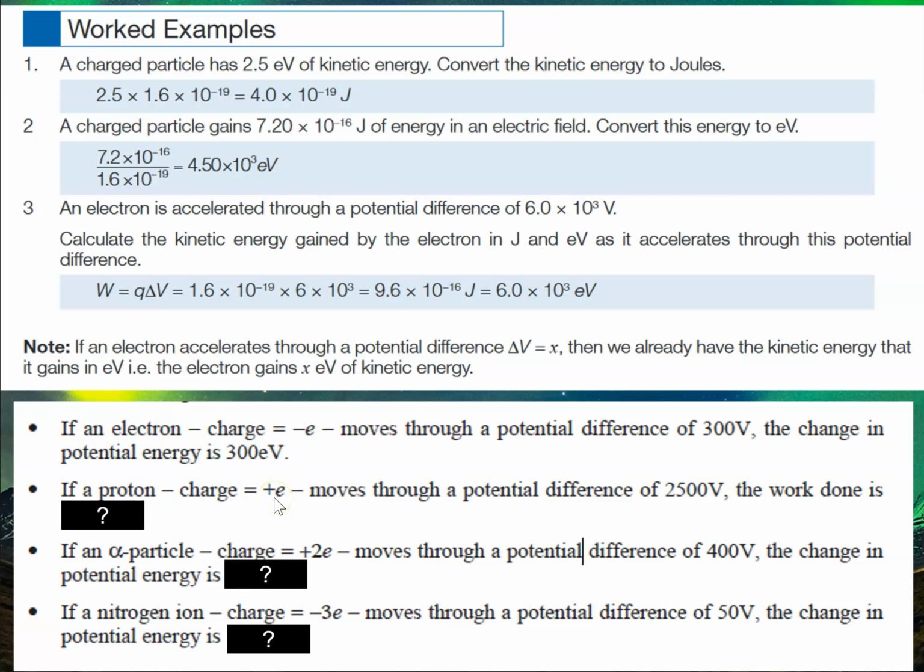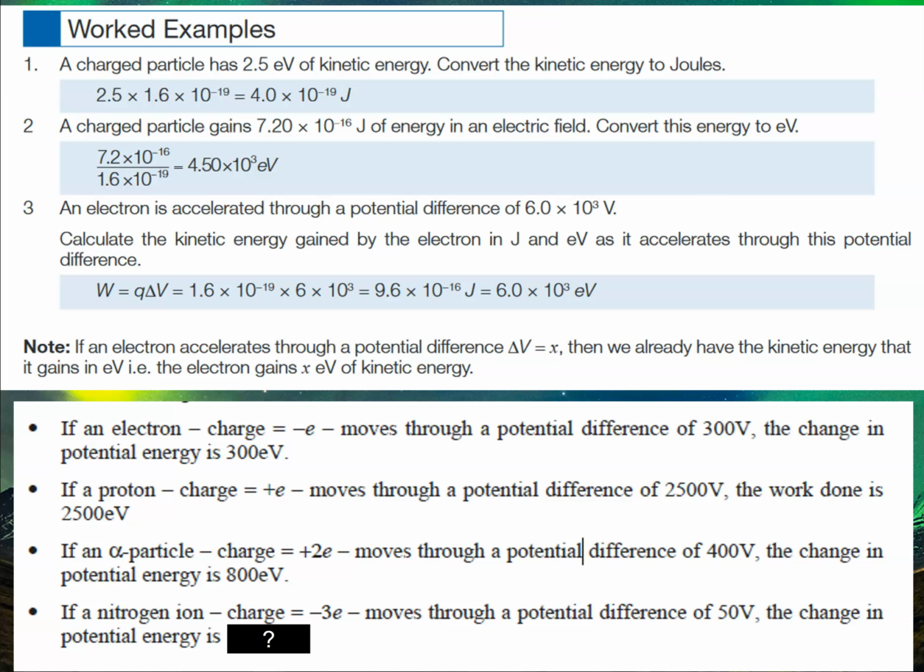Now if I've got a positive charge, so a proton, and it's moved through a difference of 2500 volts, what is the work done on it? Well, remember the charge of a proton is just the opposite of the electron. So it's the same number, but in a positive direction. And I don't care about the direction, so the work done is just exactly the same. It's 2500 electron volts. If I took an alpha particle, which has a plus 2e charge, and it's moved through a potential difference of 400 volts, the change in potential is going to be the charge times the delta V. So it's going to be a plus 2 charge times 400 volts. I get an 800 electron volt potential.